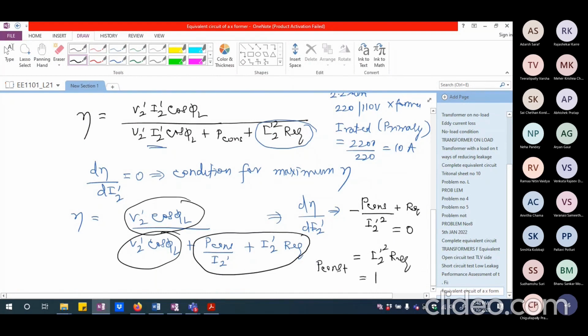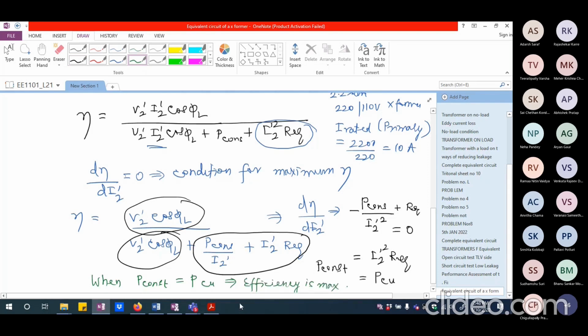I squared R equivalent is equal to P copper, right? That is copper losses. When the constant losses are equal to copper losses, that is when the efficiency will be maximum for a transformer. So in general, we are going to say when constant losses or iron losses are equal to copper loss, that is when efficiency is maximum.